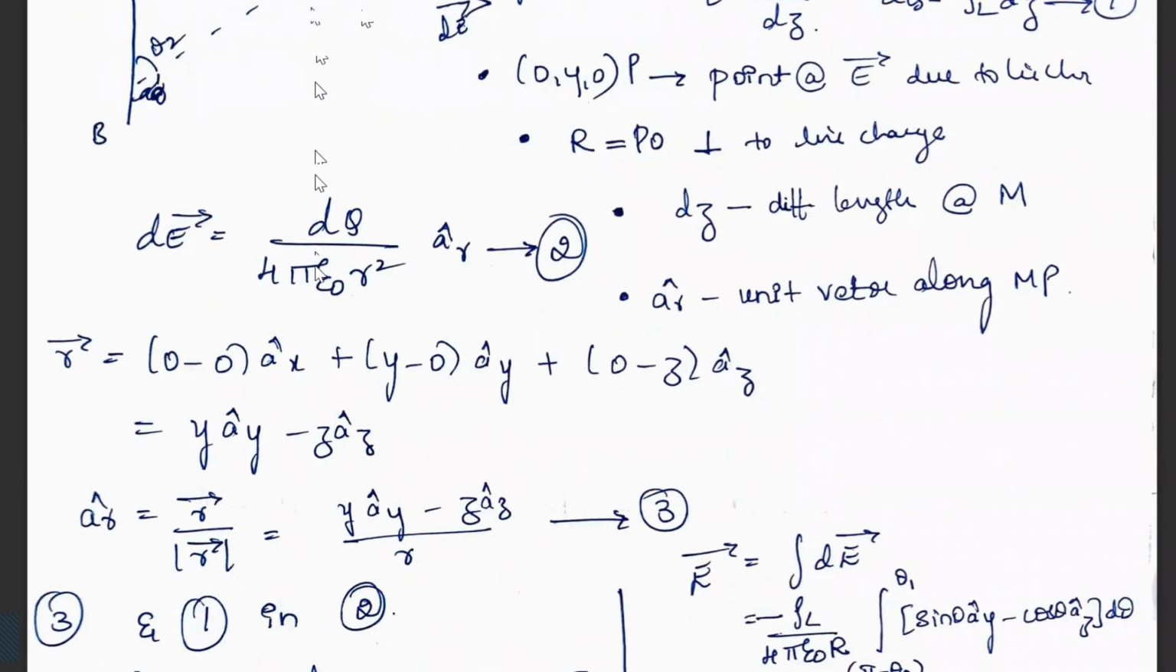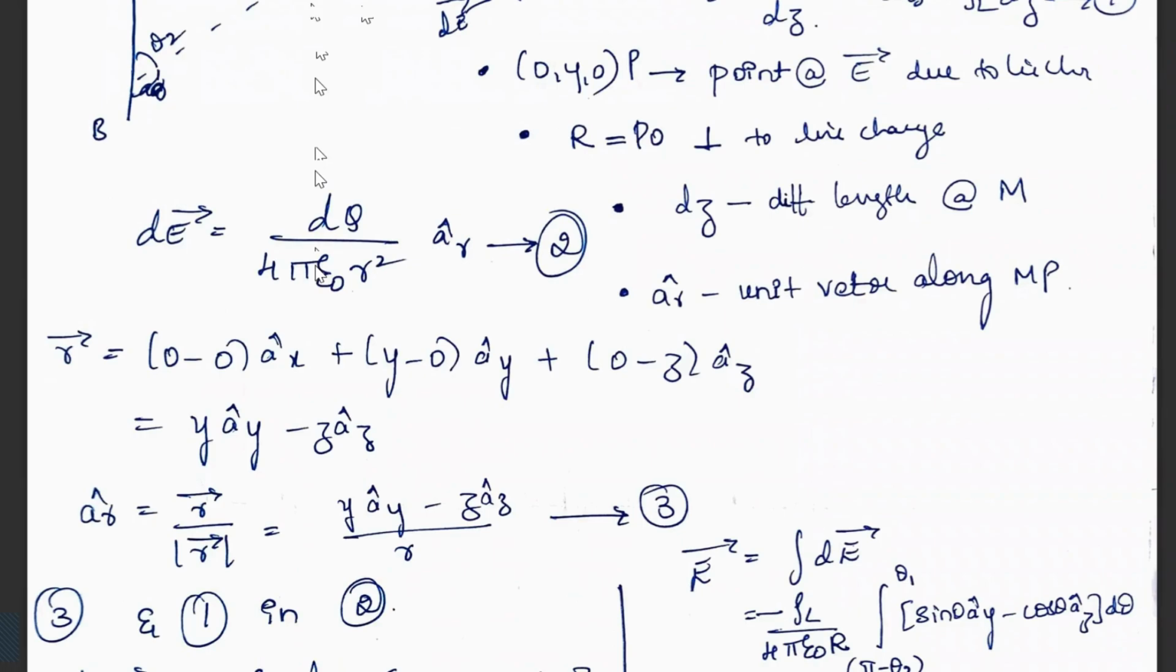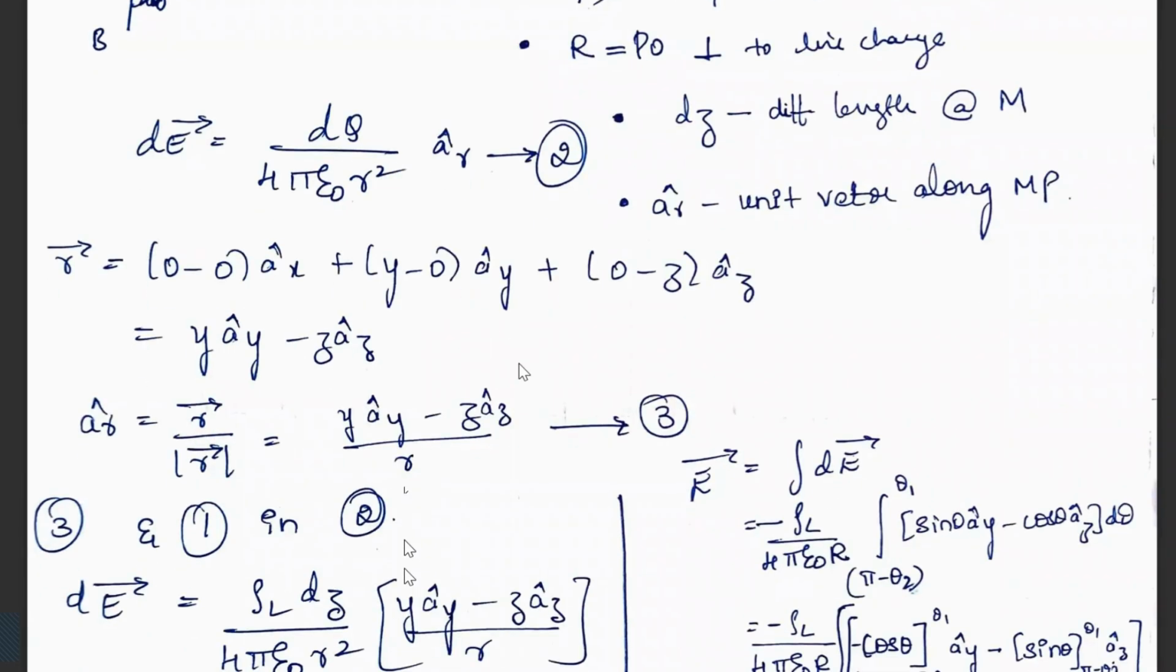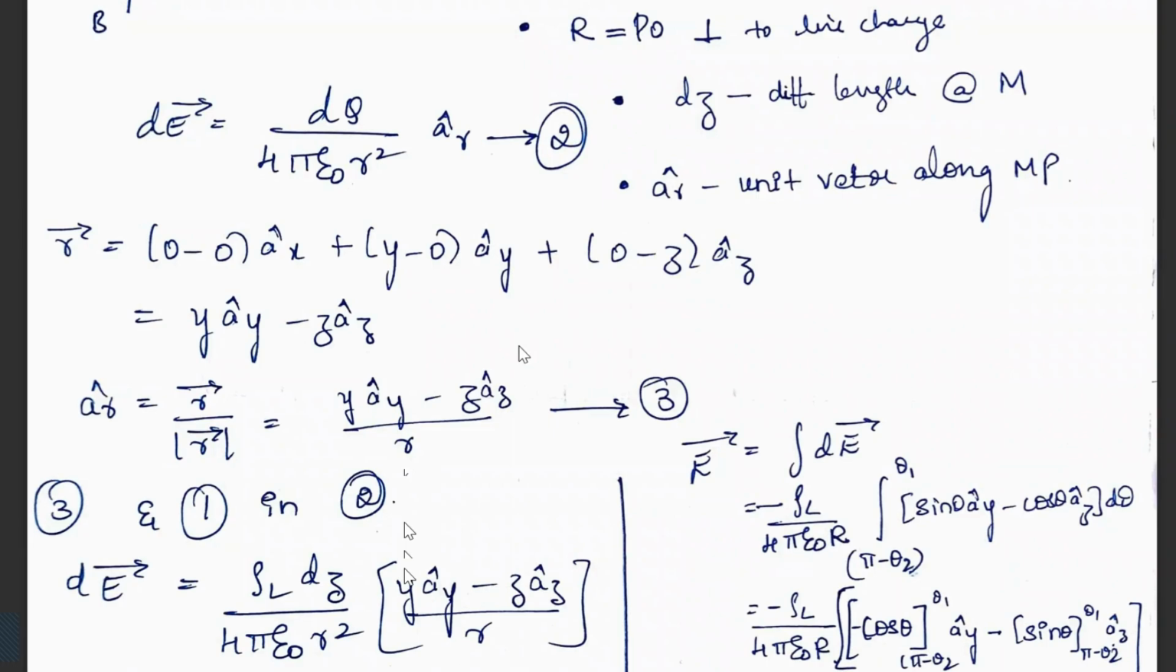On simplifying it, what do we get? y ay cap minus z az cap. So the unit vector aR, by the unit vector formula, is r vector divided by the magnitude of r vector, as we learnt in the previous video, which is equal to y ay cap minus z az cap, divided by r, that is the distance between them.